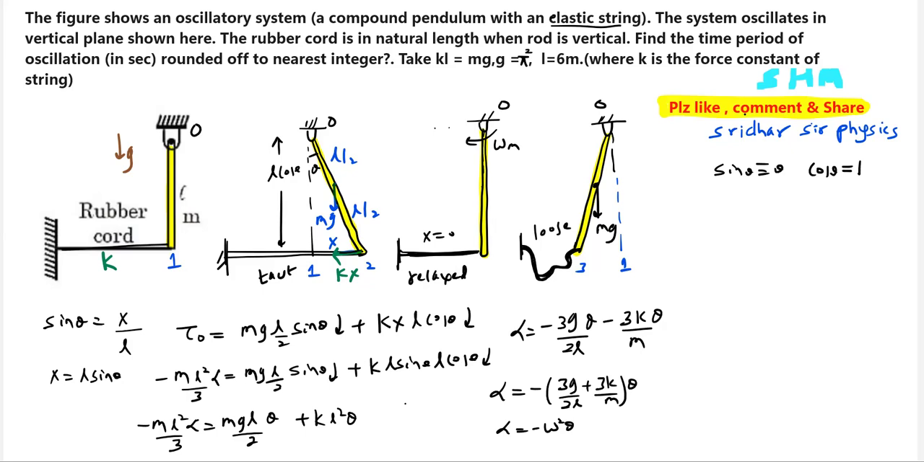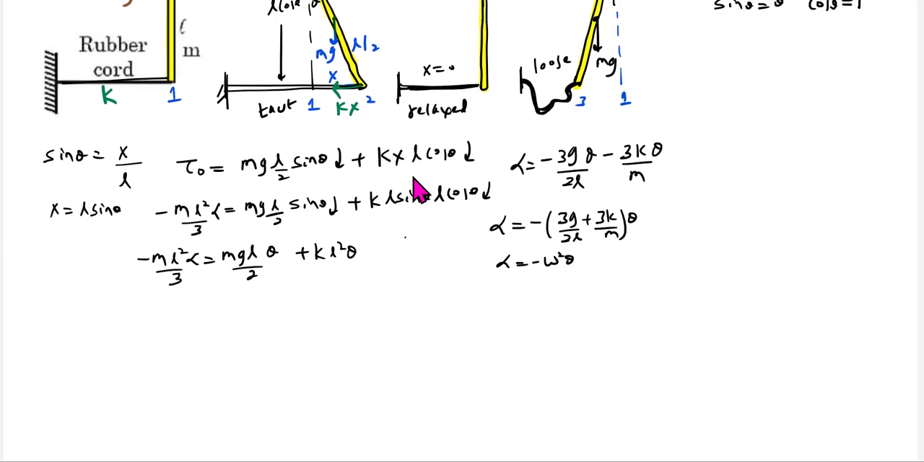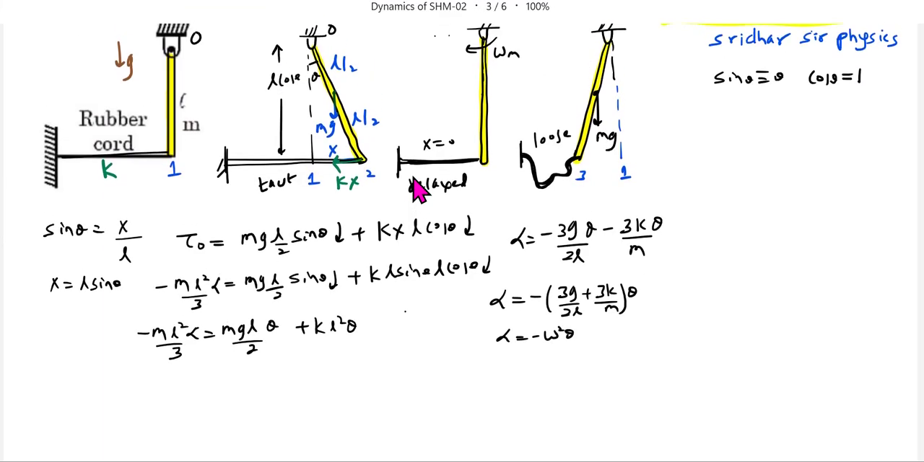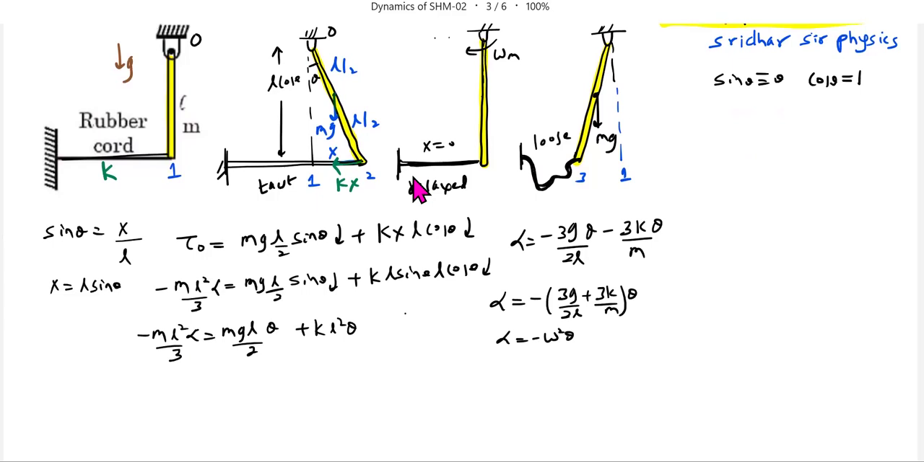Omega square theta. What is this omega? This omega is only for the time taken to move from 1 to 2. We'll calculate the first time period. Omega equal to root of 3g by 2L plus 3K by M. This omega will give one specific name, 1 to 2. Okay, the time period we will calculate. Time taken will be 2 pi by omega.